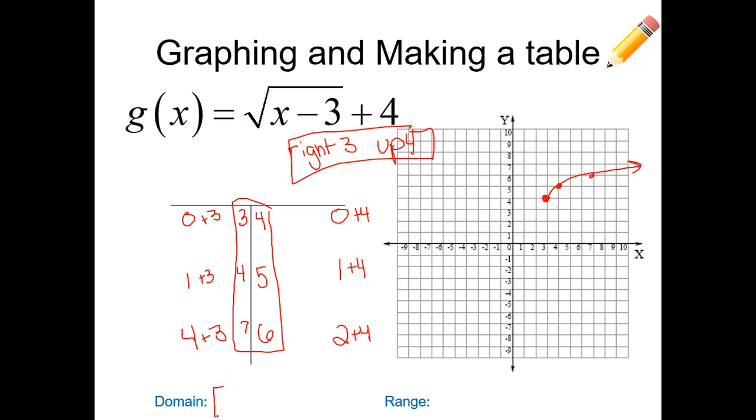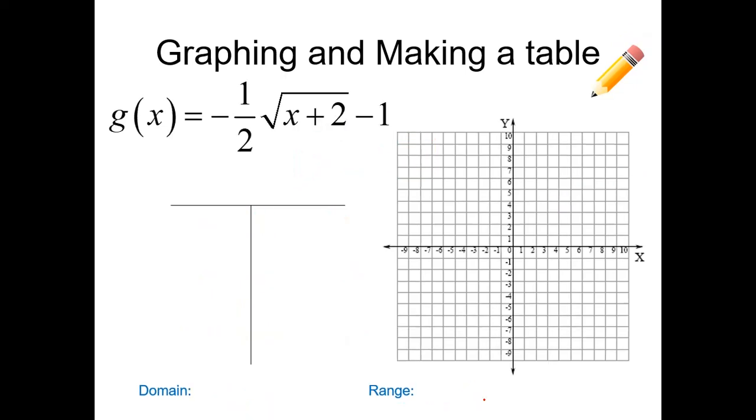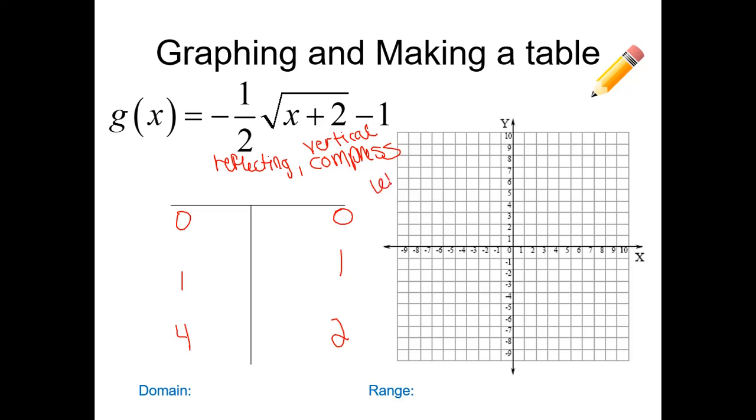My domain, starting at 3, to infinity, and then starting at 4 to infinity for my range on that particular graph. Let's try another one. So first thing, I'm going to write down my parent table. There we go. Now, what's all happening? I am reflecting. I have compression, or vertical compression. I have left 2, and I'm going down as well.